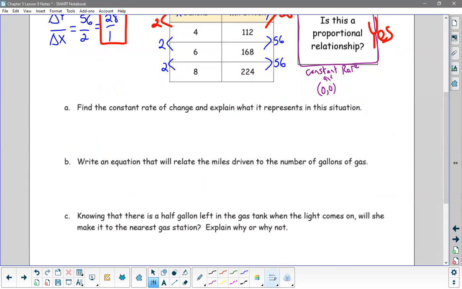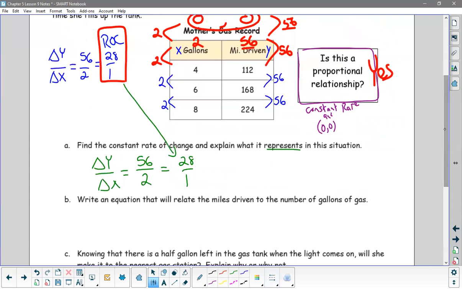Find the constant rate of change and explain what it represents in this situation. Actually, we just did that, right? It was change in y over change in x. And we found out it was changing by 56 over 2, right? Which reduces down to 28 over 1. Again, I just got that right from here, right? But what does it stand for, right? What does it represent? That was part of the question.